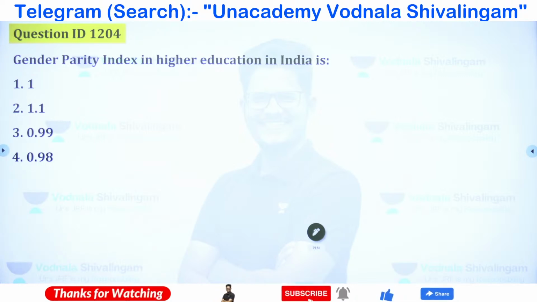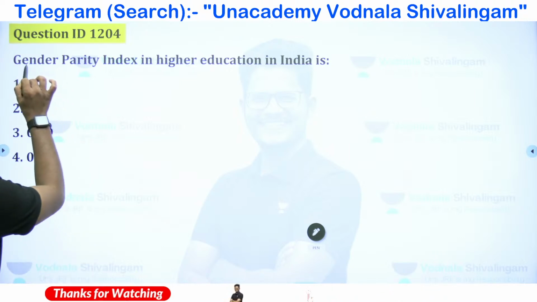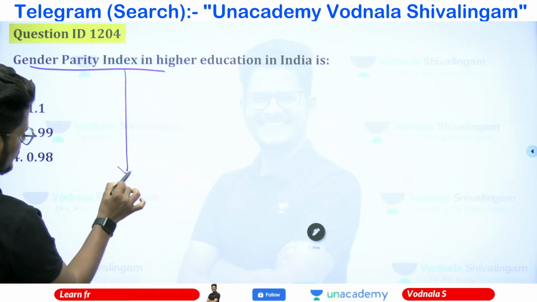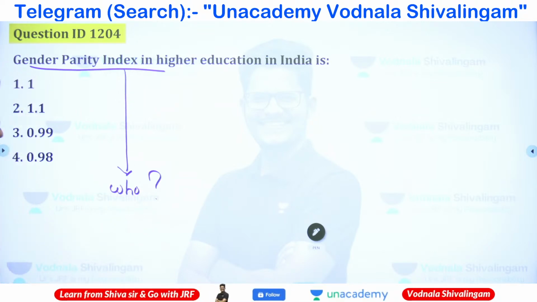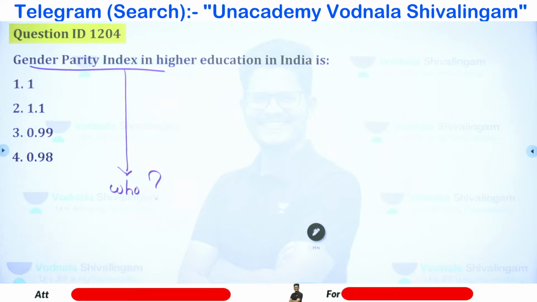Gender parity index in higher education in India is. And before answering this question, who will issue it? In which report will this come? Please tell that also. Not only an answer, please tell that also.